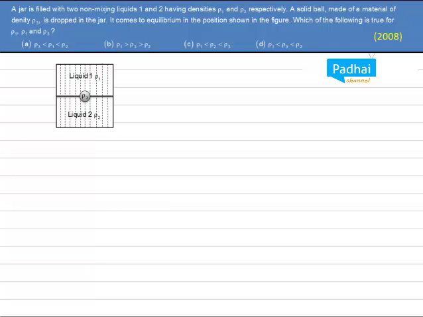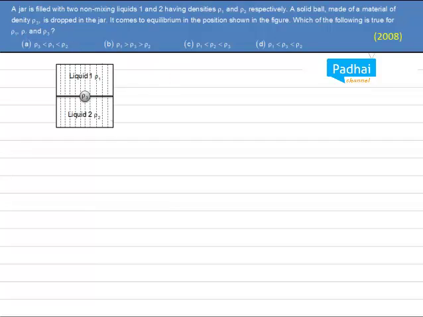A jar is filled with two non-mixing liquids, 1 and 2, having densities ρ1 and ρ2. These are ρ1 and this is ρ2. A solid ball made of a material of density ρ3 is dropped in the jar, and it comes to equilibrium in the position shown in the figure. Which of the following is true for ρ1, ρ2 and ρ3?